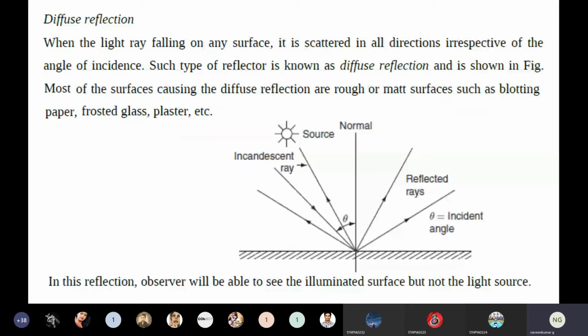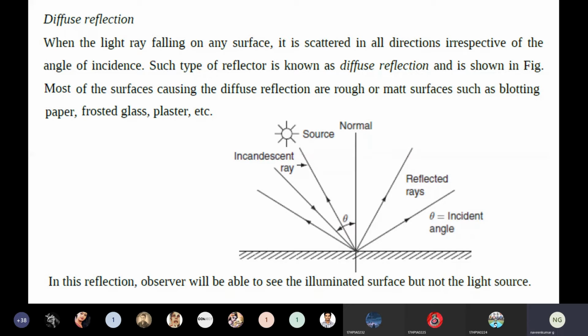Next, what is diffuse reflection? When a light ray falls on any surface, it is scattered in all directions irrespective of the angle of incidence. It's exactly opposite of mirror reflection. It is known as diffuse reflection. Understand? So you are observing the same thing here.